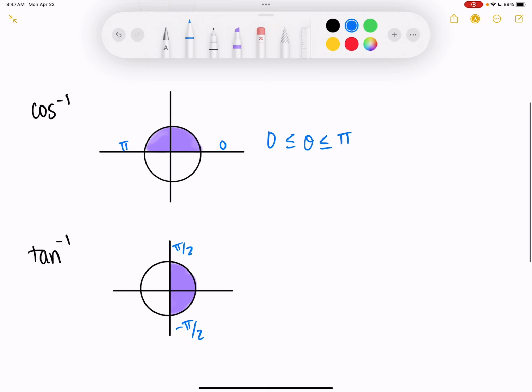But this one is just 0 less than theta less than pi over 2 because tangent would be undefined at negative pi over 2 and at pi over 2. Or wait, I wrote this wrong. This is supposed to be negative pi over 2, not 0.